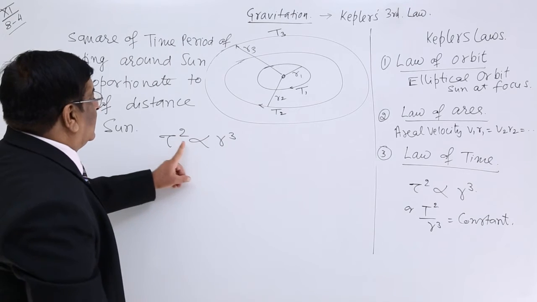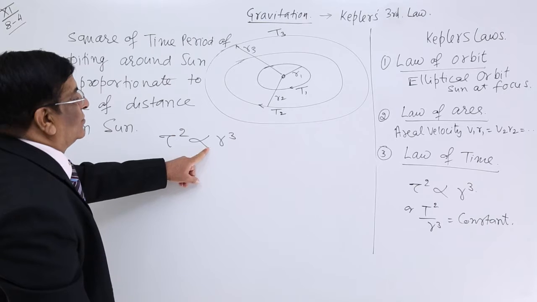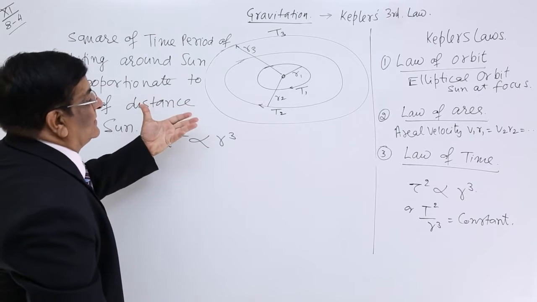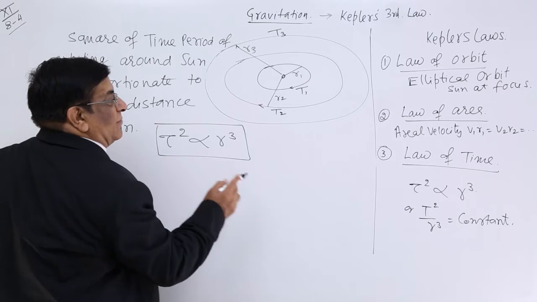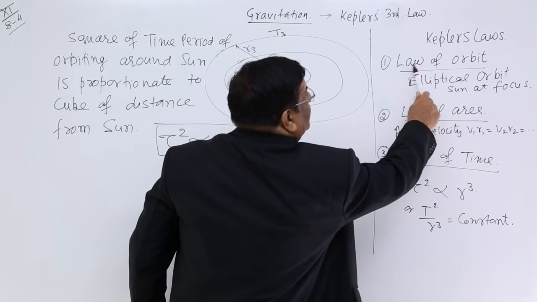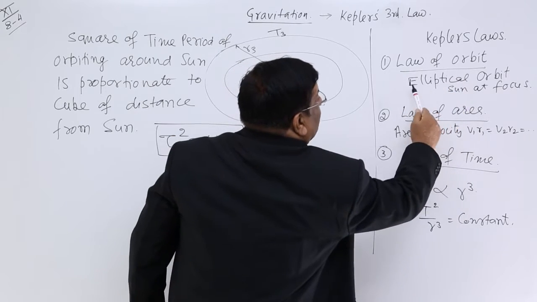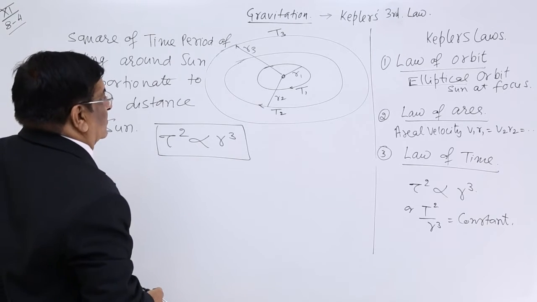And what is that relation? The square of the time period is proportional to the cube of the radius. So this is the third law, which tells us about the time. The second law was telling us about the area. The first law was telling us about the shape of the orbit. So T squared is proportional to R cubed.